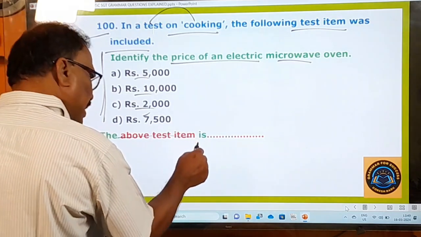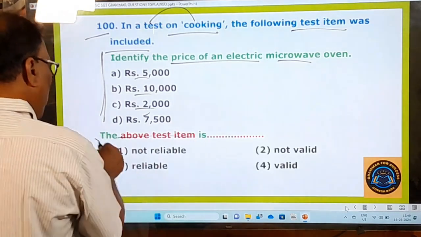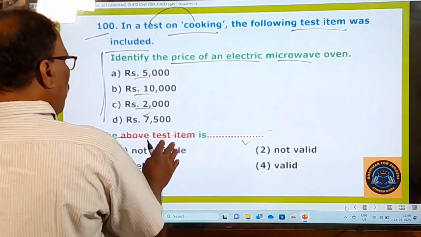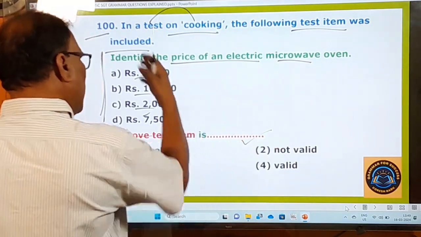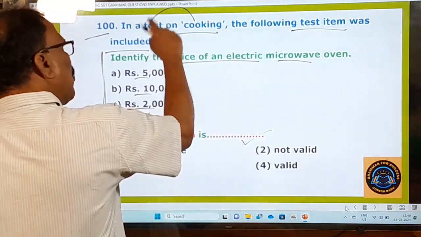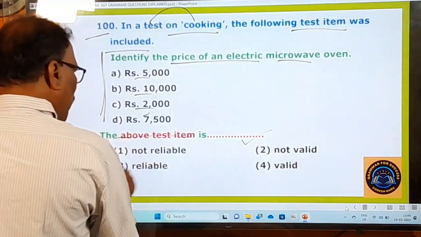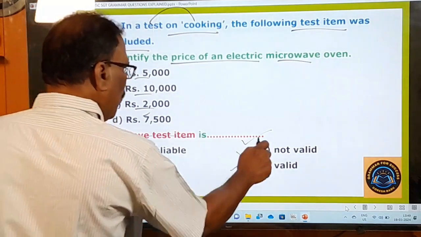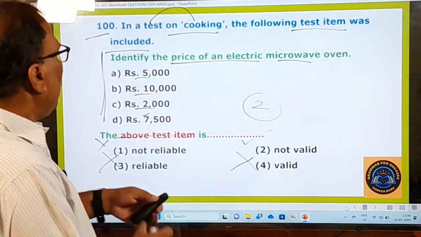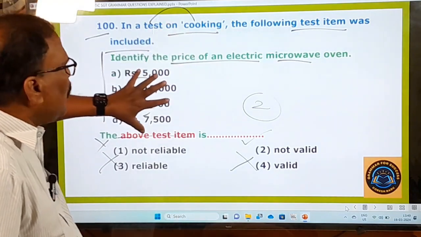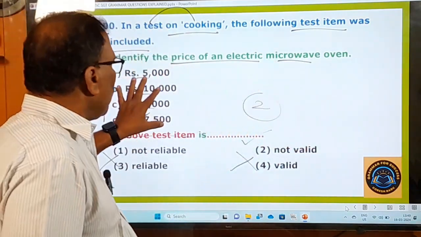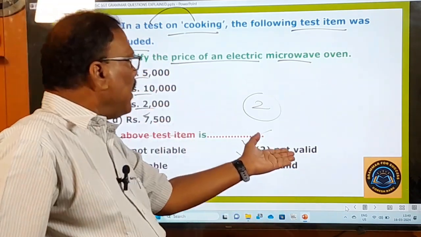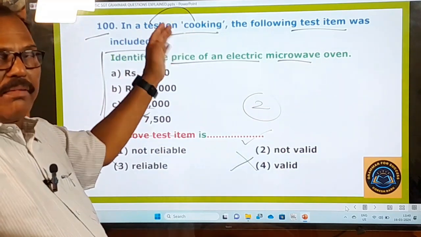The above test item is what? Not reliable, it's not valid at all. This kind of question should not be posed in the test on cooking. So not reliable is wrong, reliable is wrong, valid is wrong. These three are wrong. Only the second one is the right one, because in the test on cooking, this kind of question should not be asked. And therefore, this kind of question is not valid in this test on cooking.